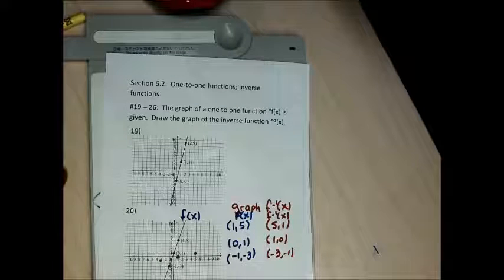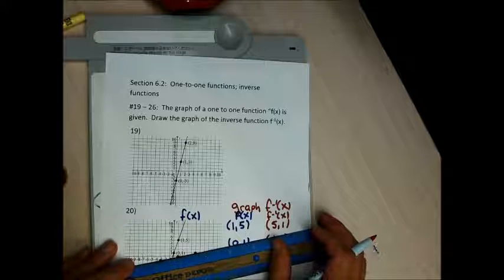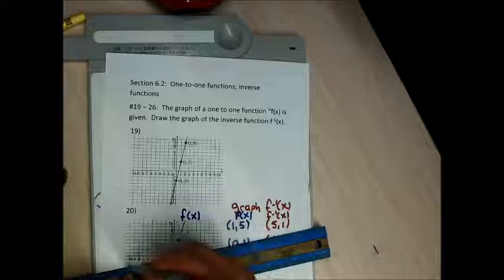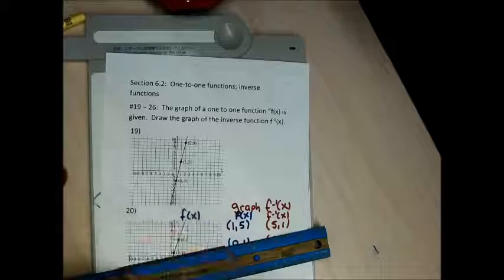And what I'm going to do is connect those points with the same shape that the initial graph has. So this initial graph has a shape of a line. So the same shape of a line is another line. So I claim that this is a graph of an inverse.